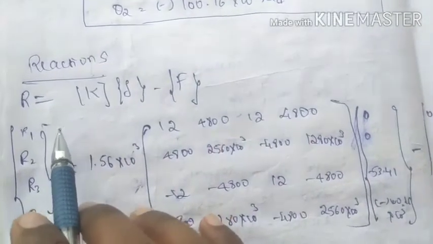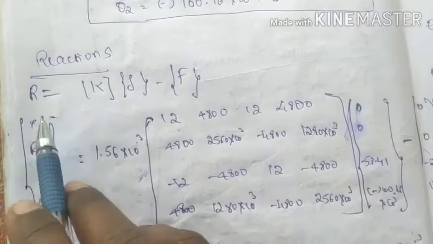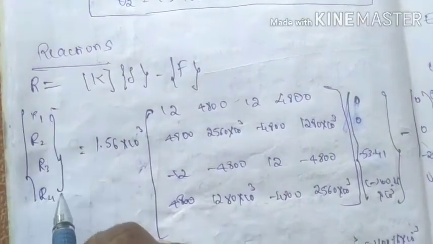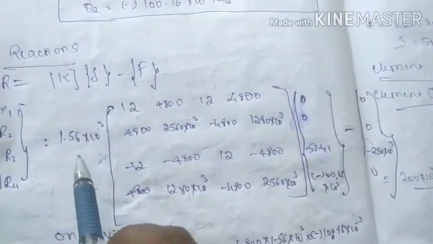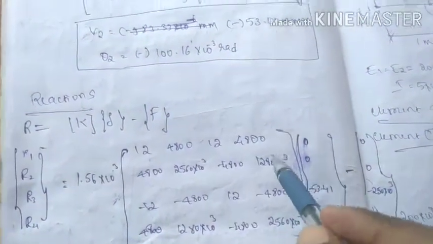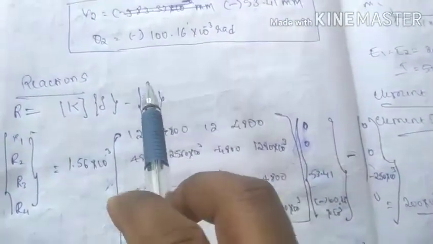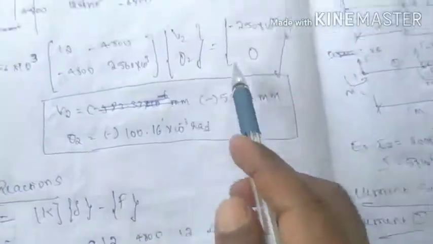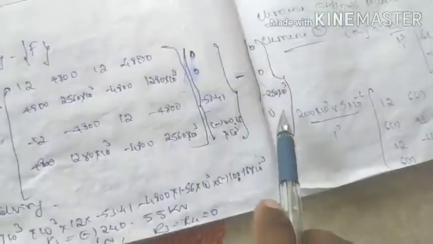Now the next step is reaction, that is as usual R is equal to K into delta minus F. So reactions are as usual 4. At each node there are 2 reactions, R1, R2, R3, R4, and you substitute the same global stiffness matrix, and delta, where V1 is 0, theta 1 is 0, V2 we got as minus 53.4 and theta 2 is minus 100.16 into 10 raised to minus 3, minus the global force vector, that is 0, 0, minus 250 into 10 raised to 3 and 0.